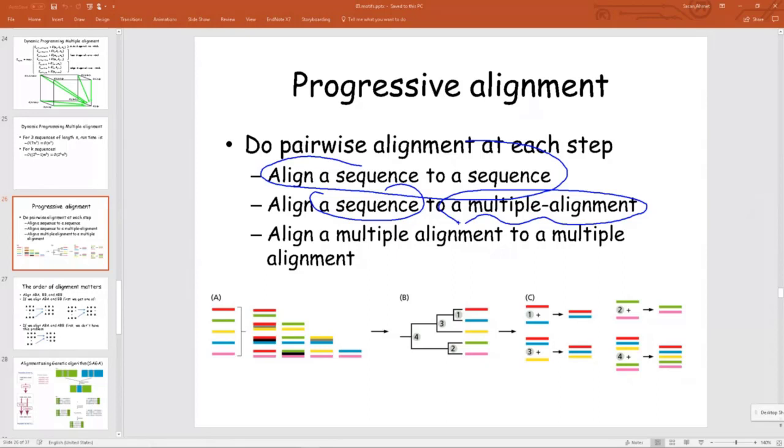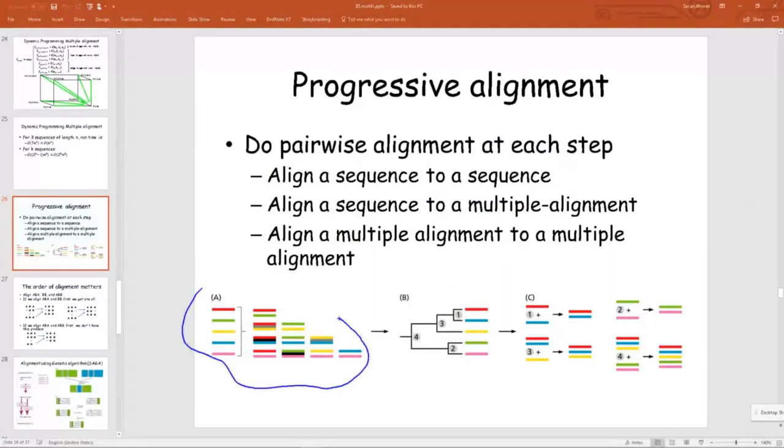Okay. Where we can expand our multiple alignment by adding one more sequence. Or we can align a multiple alignment to a multiple alignment. So we have 3 different options, but for each one, we will use a 2-dimensional dynamic programming table. So in this figure, we show a schematic of how this is done.